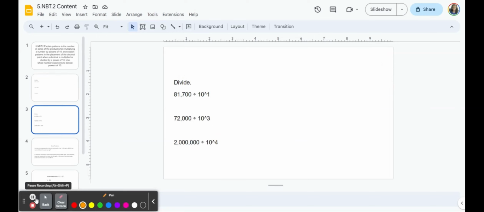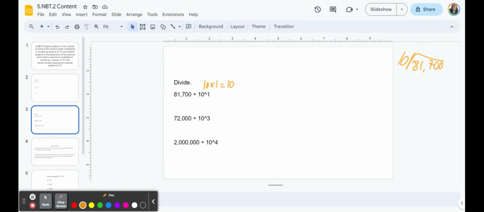All right, so now let's talk about dividing with base 10. So 10 to the first power. That's just like saying 10 times 1. Or the unique rule, anything to the power of 1 equals itself. Now let's do 81,700 divided by 10. So yes, we have to do some long division.